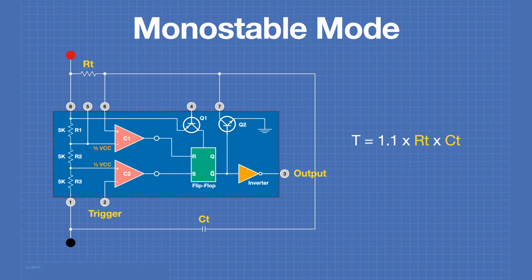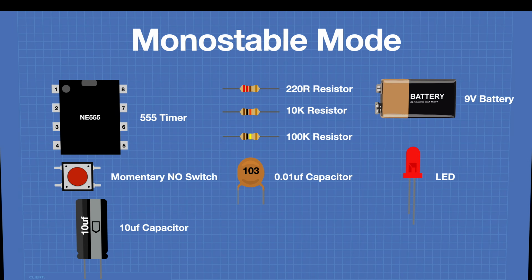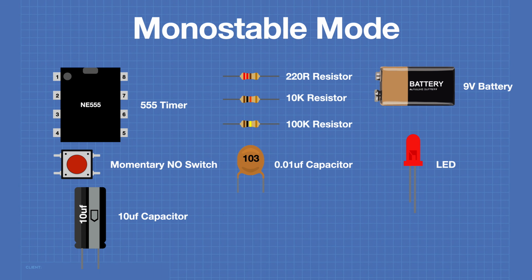Here's how we would wire a 555 timer up in monostable mode. We have two components, RT and CT. The trigger is applied to the trigger input on pin 2 and the output is on pin 3. The time that the output spends in the quasi-stable mode is determined by the value of the resistor and the capacitor. Now let's wire a 555 timer up in monostable mode.